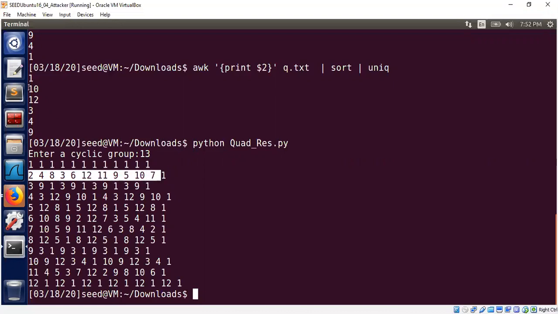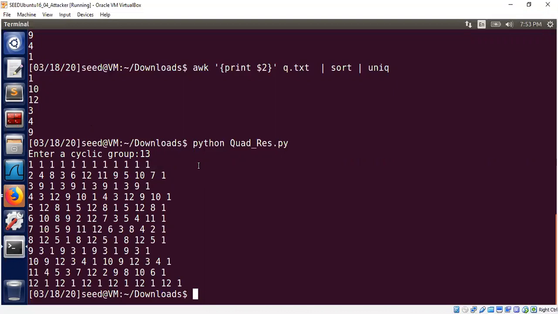We cannot pick, of course, 1, which is useless because it will not generate anything. 10, 12, 3, 4, 9: these numbers cannot be picked as a good generator when you're working with a non-safe prime case. Okay. What about the information leakage part?